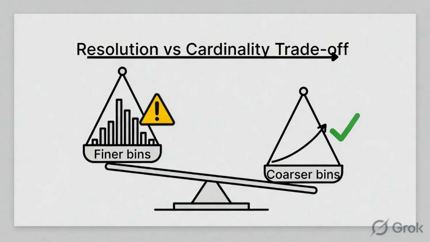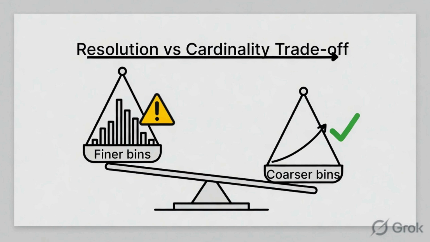of failure. On the right pan, coarser bins, smooth trend icon for clean, readable patterns, plus the green low cardinality check. Larger windows like 1 hour or 100 value buckets collapse data into fewer groups, fast, low memory, stable performance. The middle arrow says resolution versus cardinality trade-off. Finer bins give you more detail but can blow up your query. Coarser bins keep things smooth and scalable but might hide important spikes.